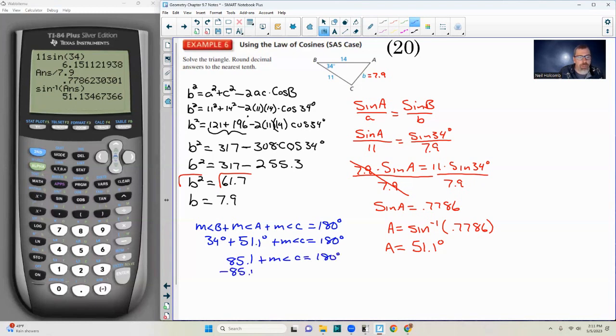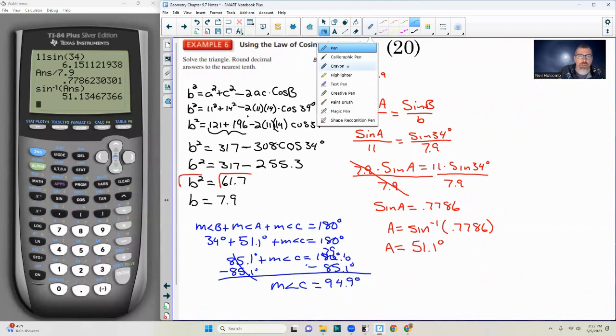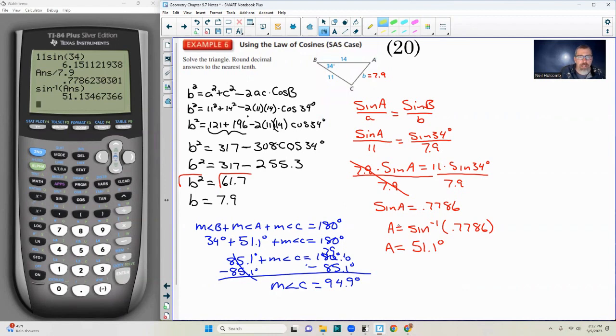Subtract 85.1 degrees, subtract 85.1 degrees. And I'm going to get this to cancel. And the measure of angle C equals that's going to be 10. This is going to be 7. This is going to be 9. I'm borrowing, by the way. So 10 minus 1 is 9. 9 minus 5, 4. 17 minus 8 is 9. The measure of angle C is 94.9 degrees.